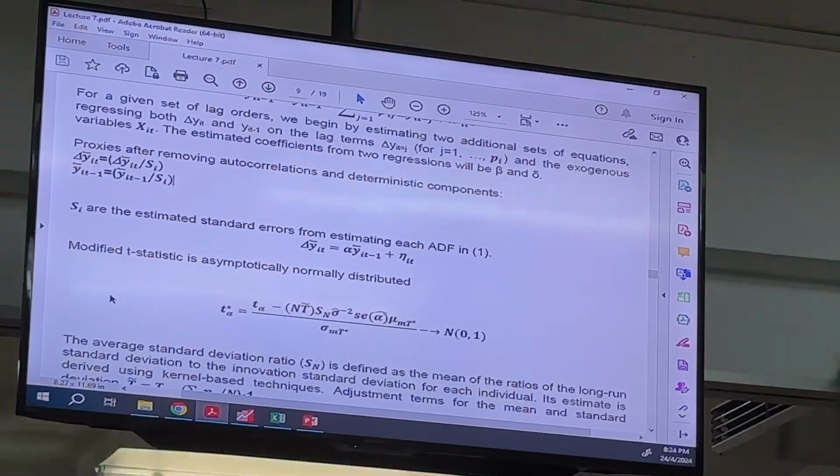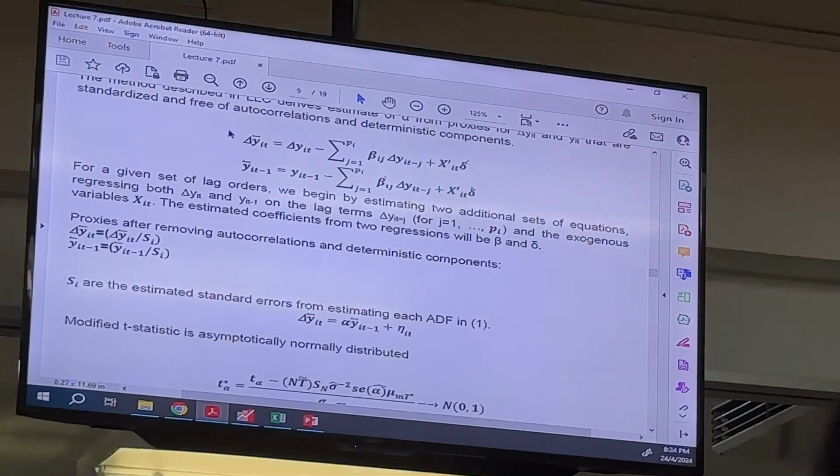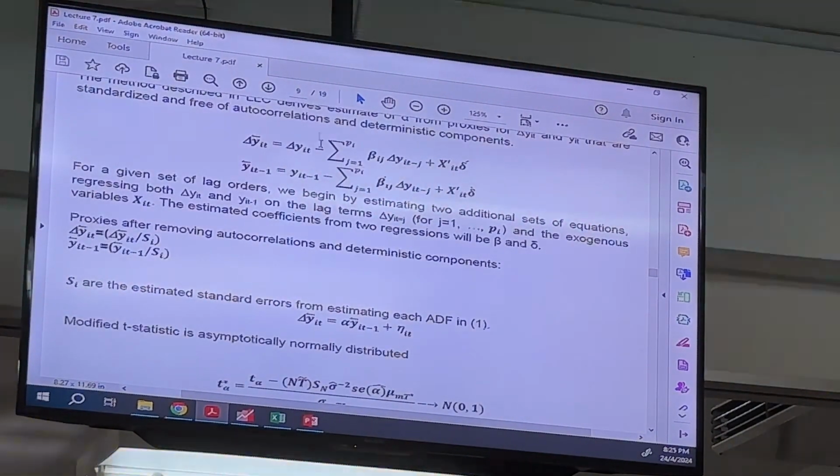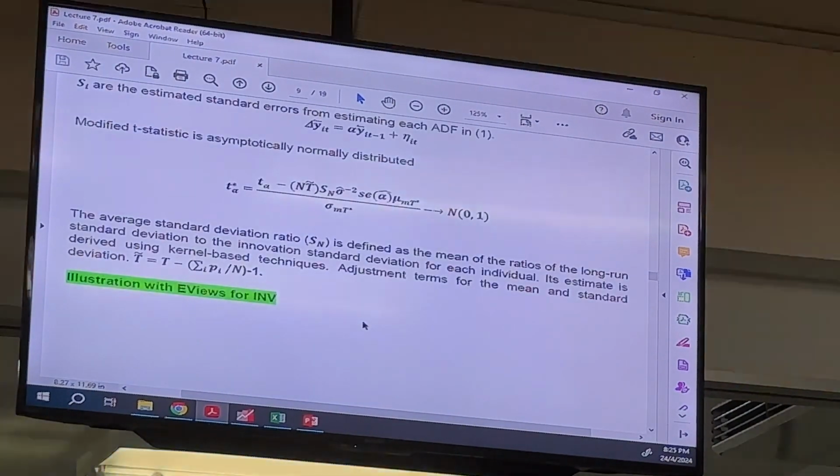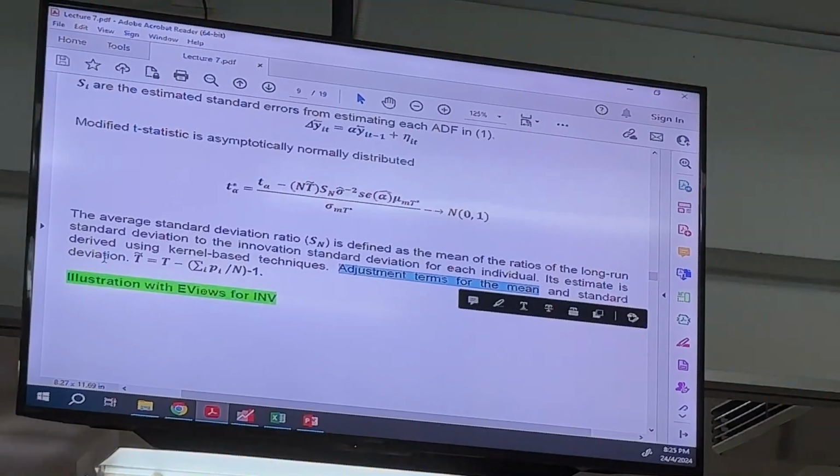So the difference here is they use an adjustment. Not only adjusting for the dependent variable, but also adjusting for the right hand side variables as well, with an adjustment term for the mean and standard deviation.